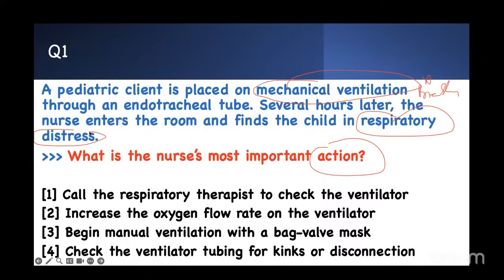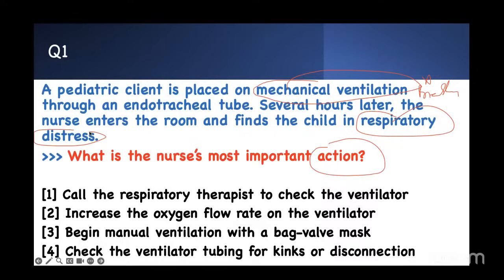Increase the oxygen flow rate on the ventilator. Begin manual ventilation with the bag valve mask. Check the ventilator tubing for kink or disconnection. What do you think? If you have one second applying your content, what do you want to do?